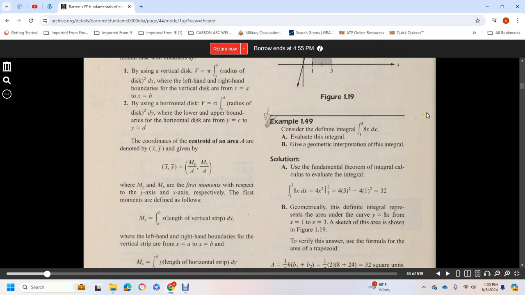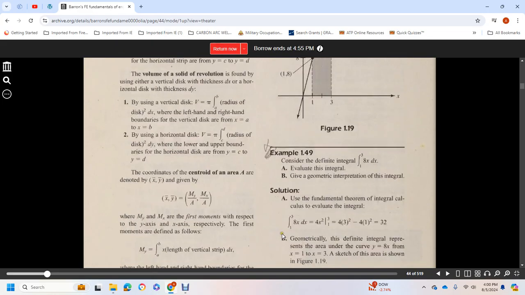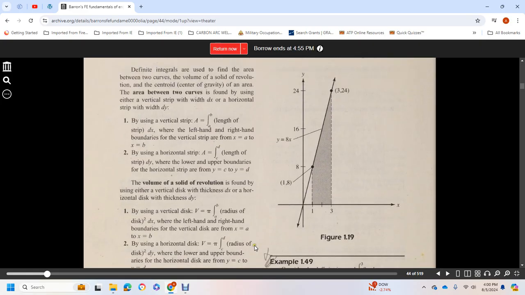Mx and My are the first moments about the respective x and y axes. The first moment My is equal to the definite integral from a to b of x times the length of the vertical strip dx, where the left and right boundaries of the vertical strip are x equals a and x equals b. The first moment Mx is the integral of y times the length of the horizontal strip dy, where the lower and upper boundaries of the horizontal strip are y equals c and y equals d, and shown in figure 119.